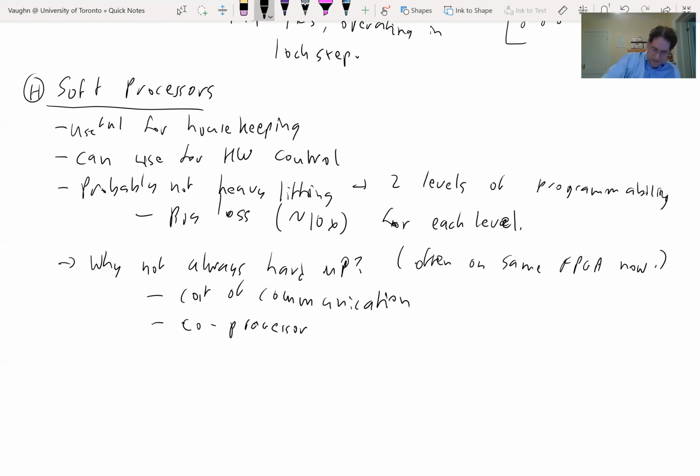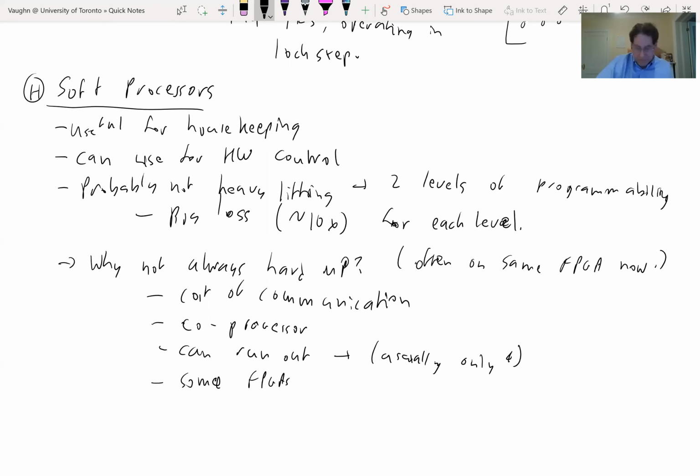And yeah, it can run out of them. Okay, so usually only 4. And some FPGAs don't have them. So maybe that's not the best reason, but you do use soft processors when they're your only choice.